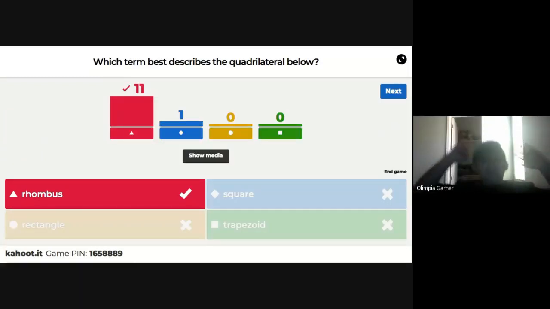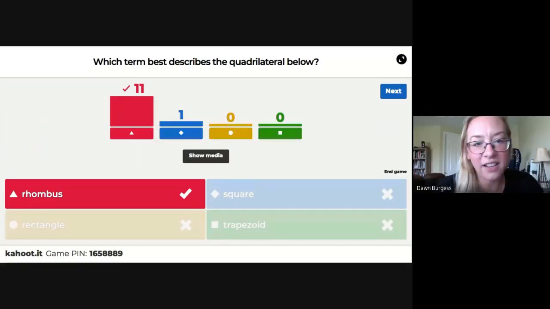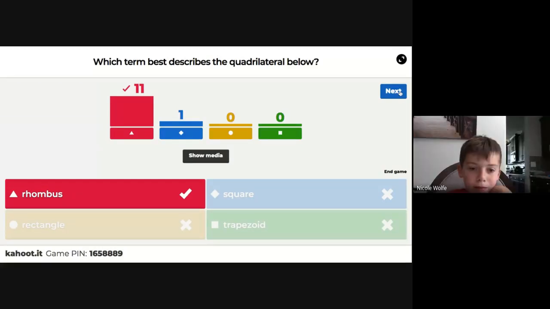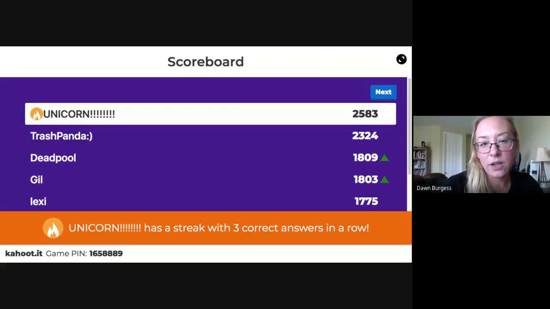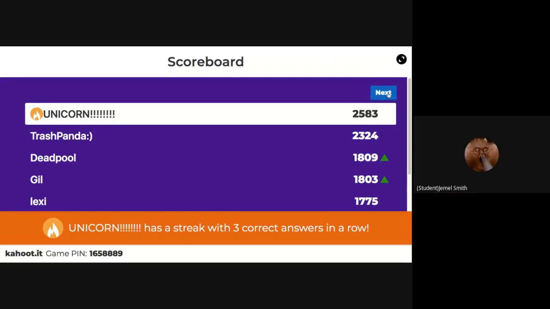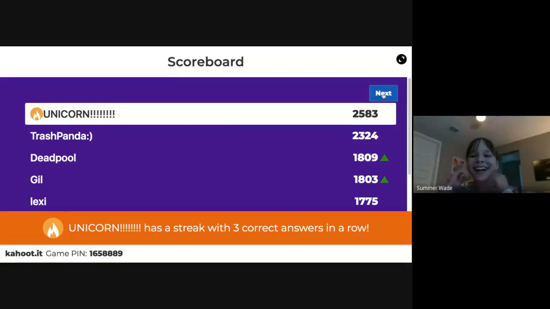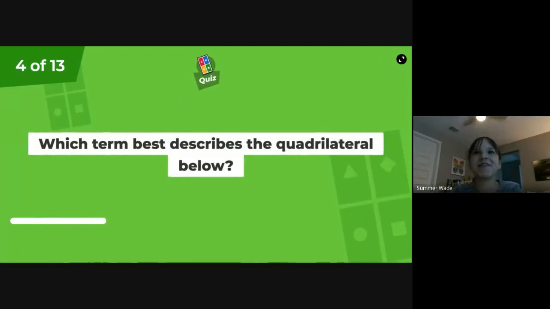I don't know. I did it wrong, probably. Okay, good. 11 of you got it. Good job. It was a rhombus. It looked like a diamond, right? Yes. See how we're doing. Oh, Deadpool is up in the world. I'm good. Oh, what the heck? Okay.